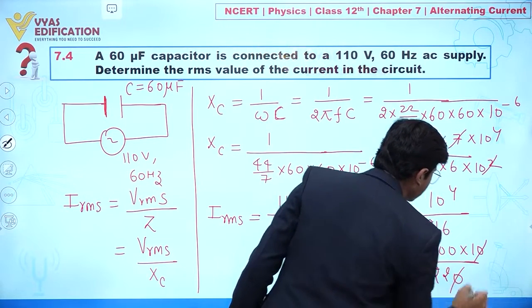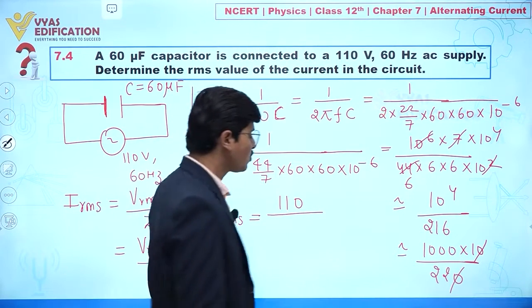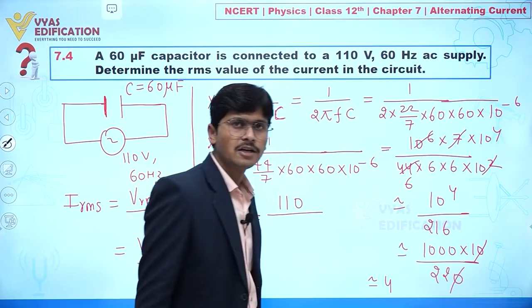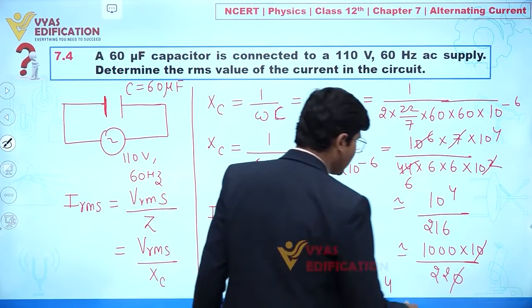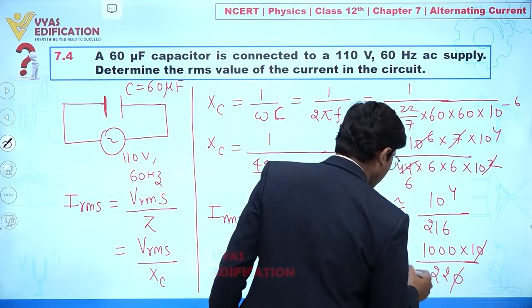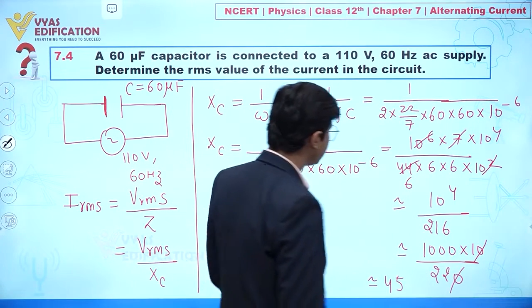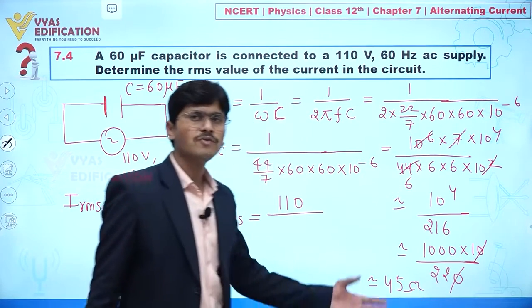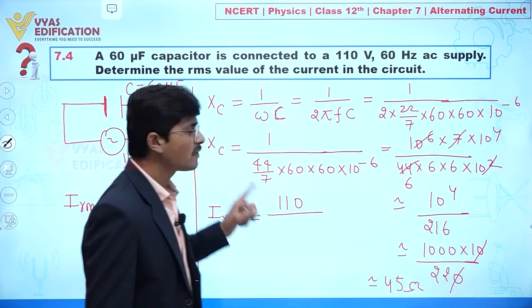From here, this one and this one cancel out, and near about you are getting this value: 22, 4 times 8 is 88, we have 12 left, and again that is near about 5. So we are taking this value as 45 ohm. Approximately the value we are getting is 45 ohm, this is the value of XC.